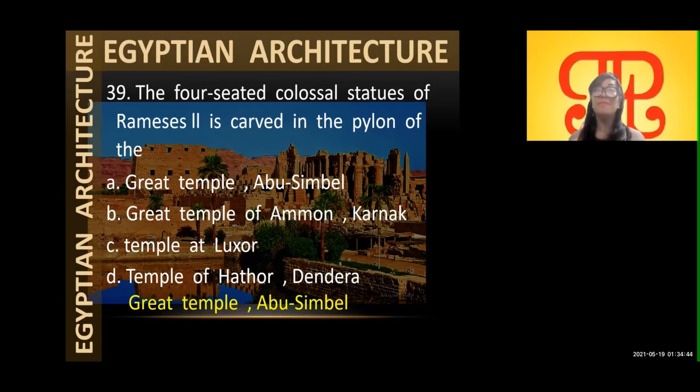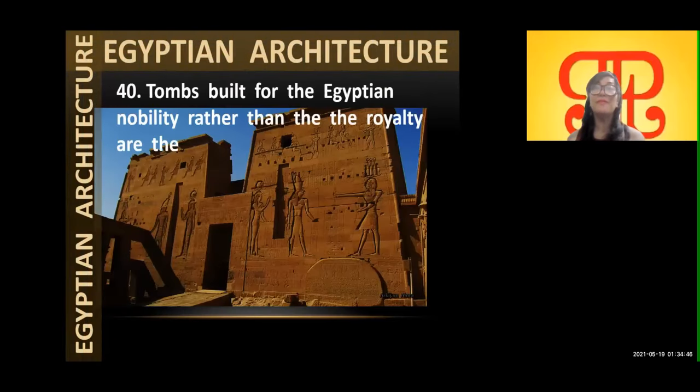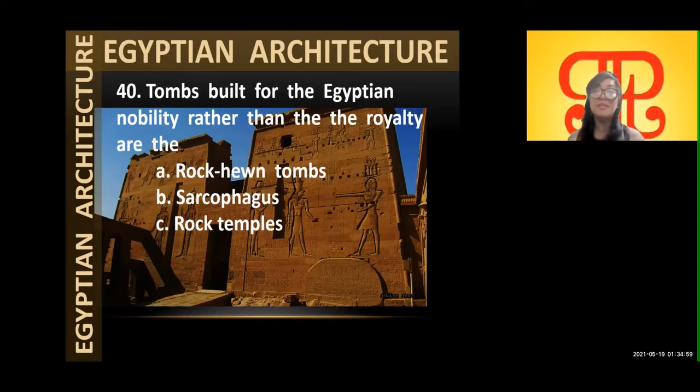Okay. Next is number 40. Tombs built for the Egyptian nobility rather than the royalty are, is it A, rock-hewn tombs? Is it B, sarcophagus? Is it C, rock temples? Or is it D, mastaba? So the answer here is, yes, it's mastaba. Okay.